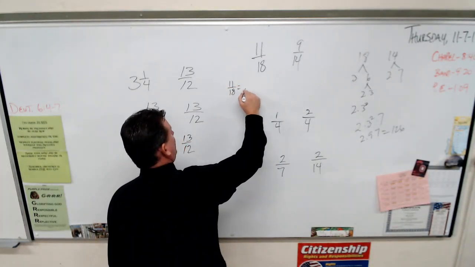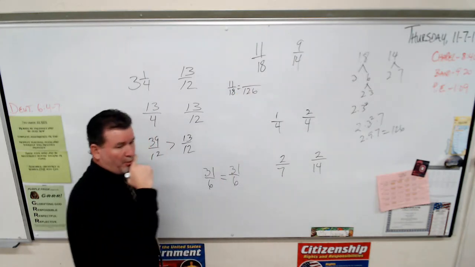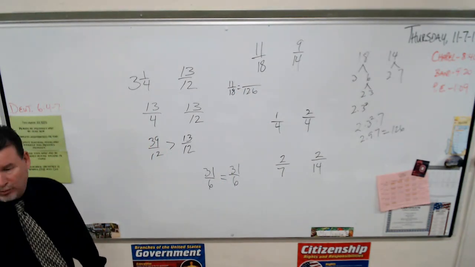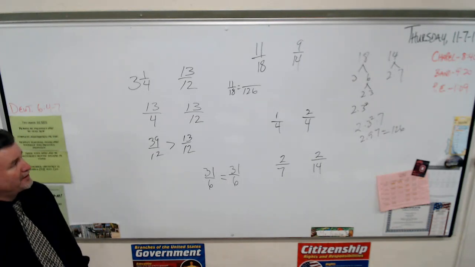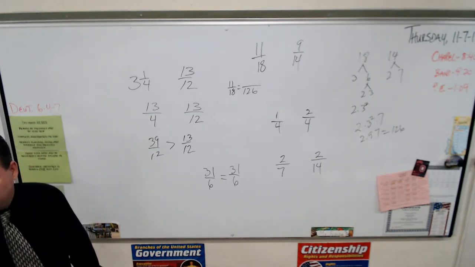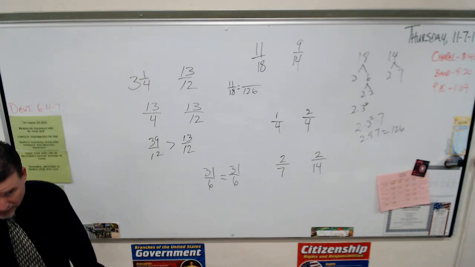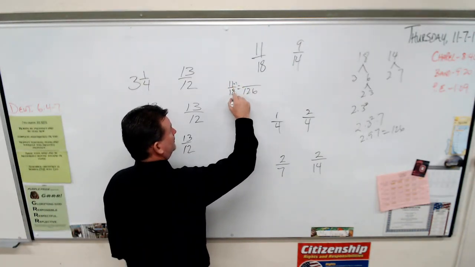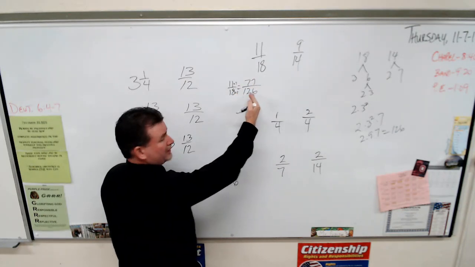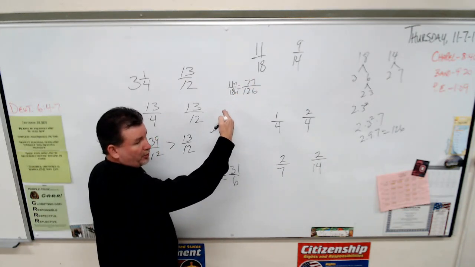11/18 equals how many out of 126? What do I have to multiply 18 by to get to 126? Or what's 126 divided by 18? 7. So what's 11 times 7? 77. So I got 77 over 126 over here.